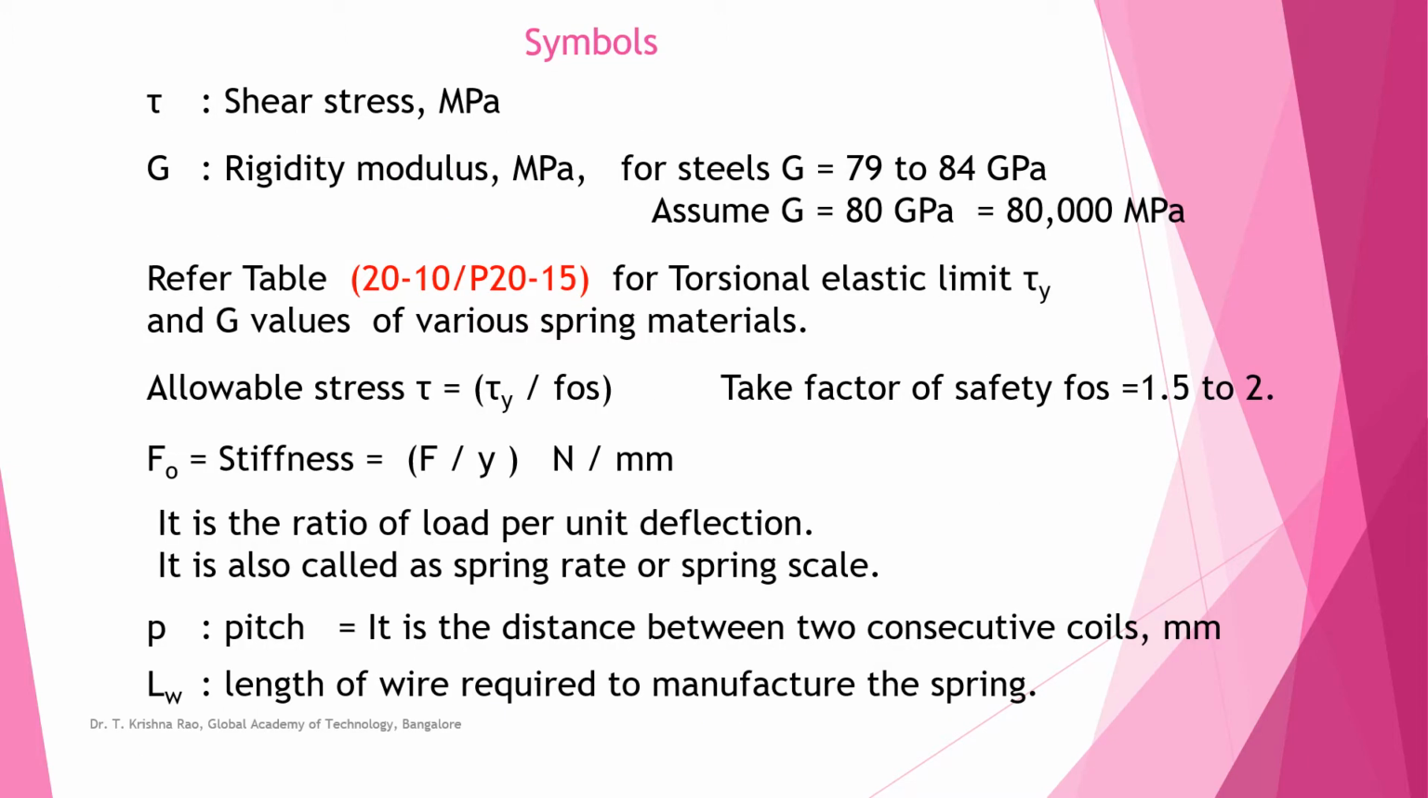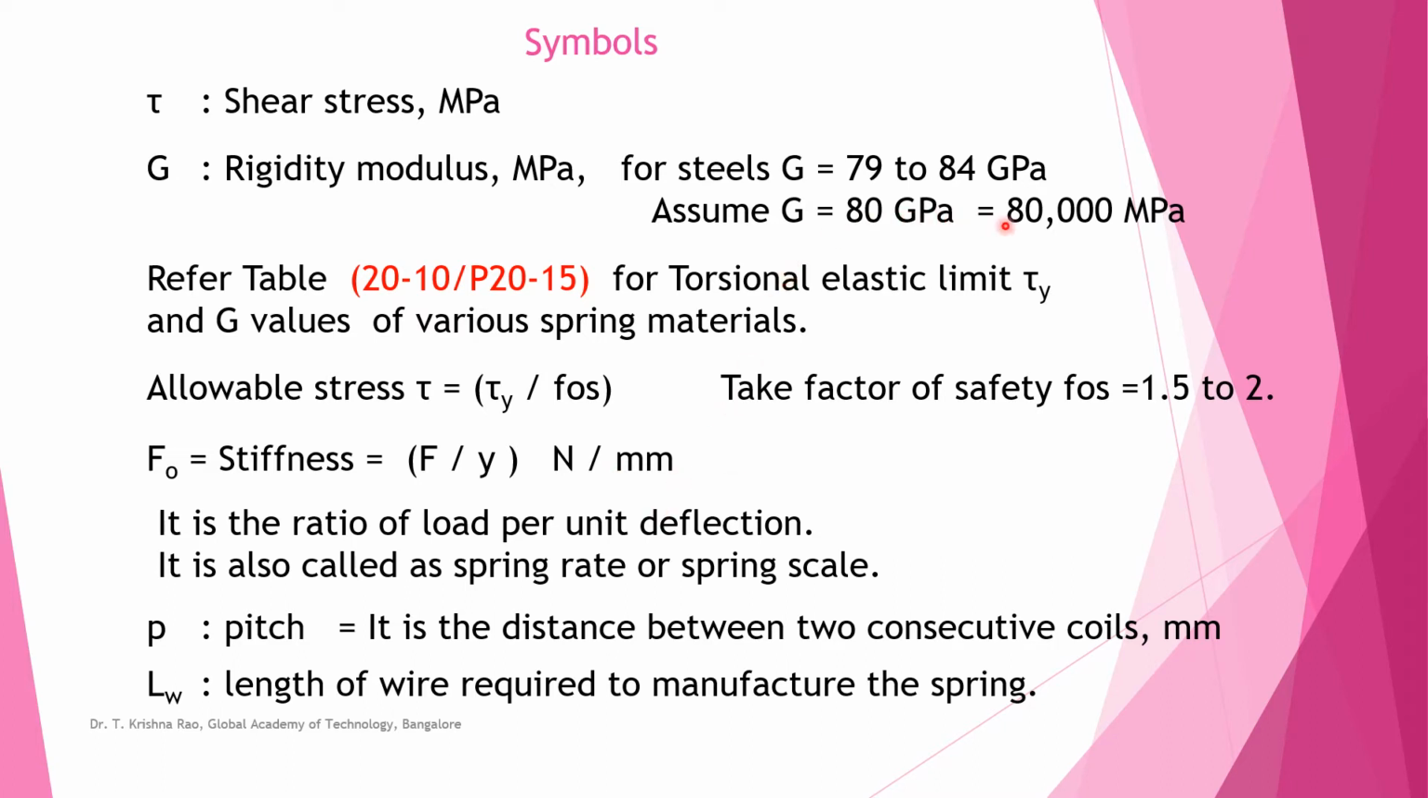Then tau is the shear stress, which we will take whenever the material is given. We go to the table and select the torsional elastic limit. In the table there are two properties given, tensile properties and torsional properties. For helical springs we use the torsional property. The torsional elastic limit is also called tau y, and we take a factor of safety of 1.5 or 2 to calculate the allowable shear stress. If the shear stress is given directly, there is no need for all this.